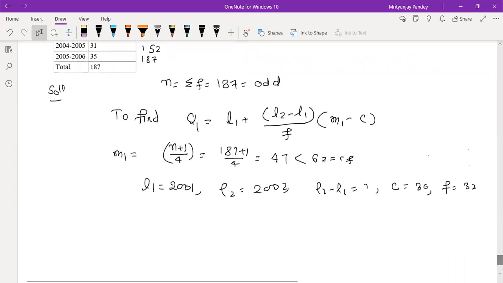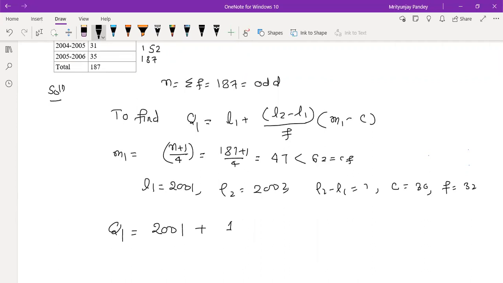Let's see. Now find Q1. L1 is 2001. The difference between that is 1, divided by frequency 32. M is nothing but 47 minus 32. Tell me the final answer.